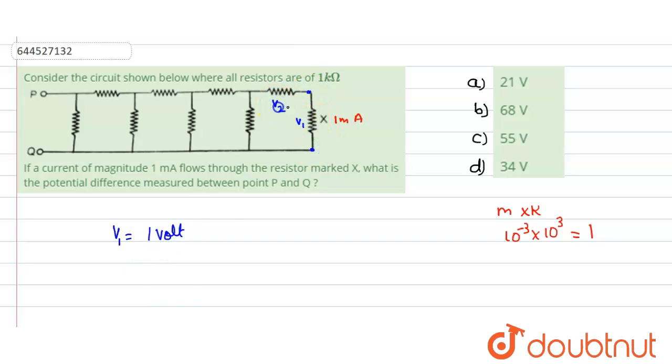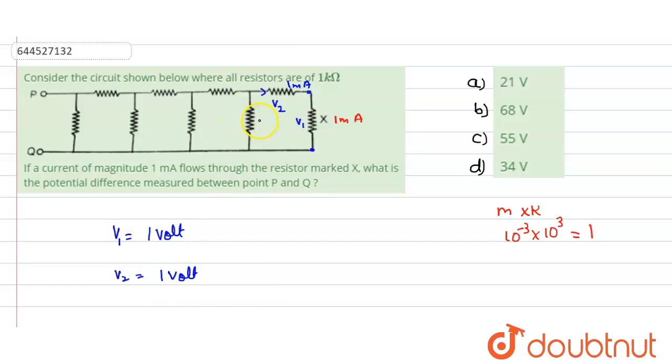Now what would be the potential difference here, V2? Here the current would be the same because they are in series, so 1 milliampere current is going here. What would be the potential difference V2? V2 would be equal to I into R. The I value is 1 milliampere and the resistance value is 1 kilo ohm. If we multiply these two, milli and kilo give 1, and we get 1 volt. So this is our 1 volt, which is V2.